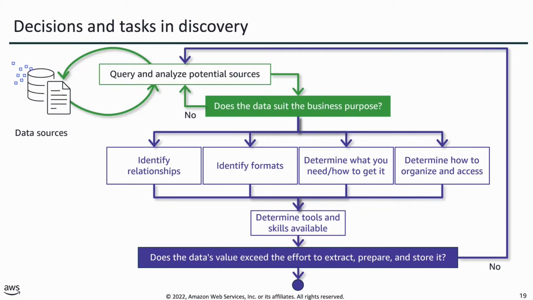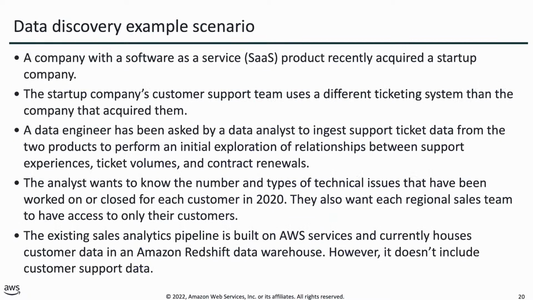And so the key steps are going to be deciding if a source seems to serve your business purposes, and identifying the relationships that exist. What are the formats? Is it CSV, Parquet? Is it optimized row columnar? How much of the data do you want? Where are you going to organize it? Can you actually build some metadata around the data? There's a bunch of different things that are important when you're going through this discovery process.